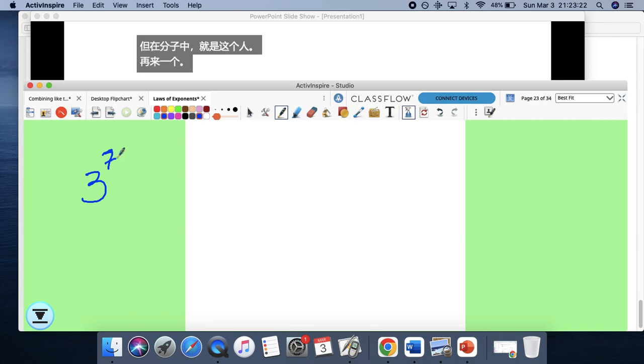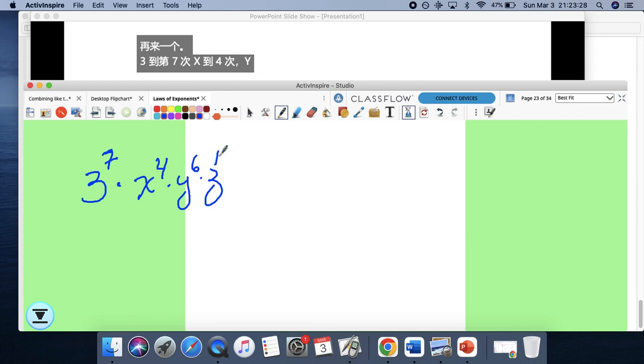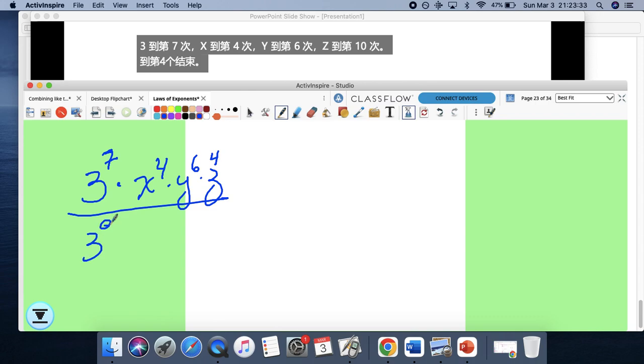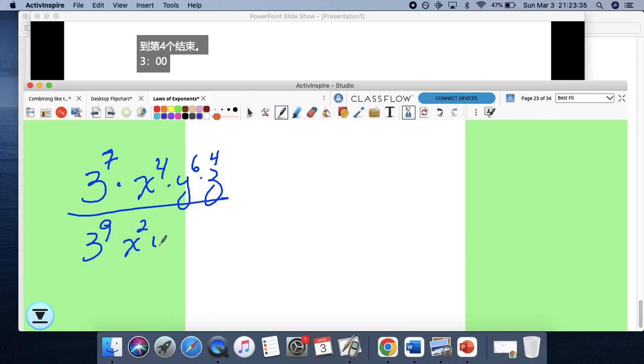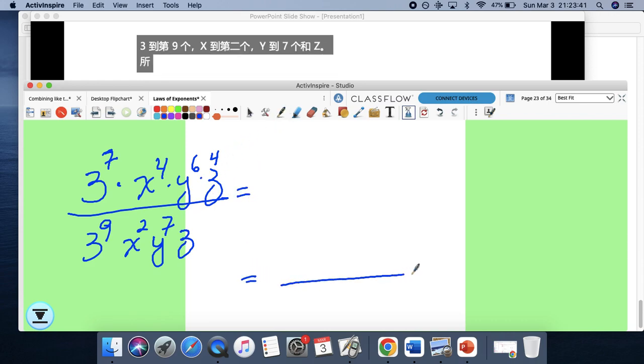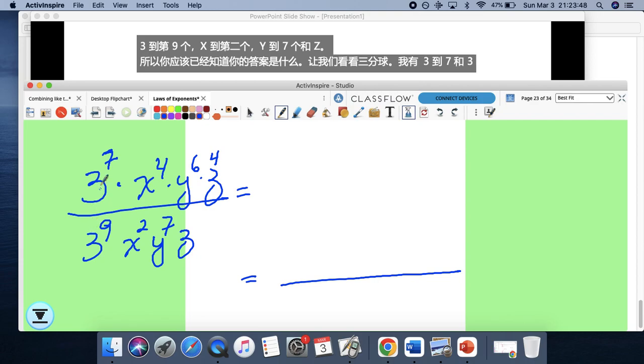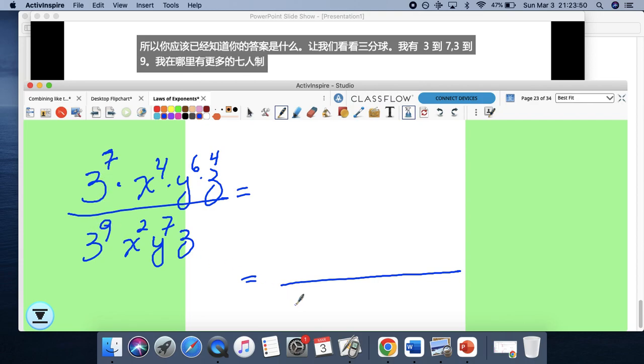3 to the 7th times x to the 4th, y to the 6th, z to the 10th, to the 4th over 3 to the 9th, x to the 2nd, y to the 7th, and z. So you should already know what your answer is going to be. Let's look at the 3's. I have 3 to the 7 and 3 to the 9. Where do I have more 7's, top and bottom? Well, on the bottom. So I'm going to have 3 to the 2nd here.